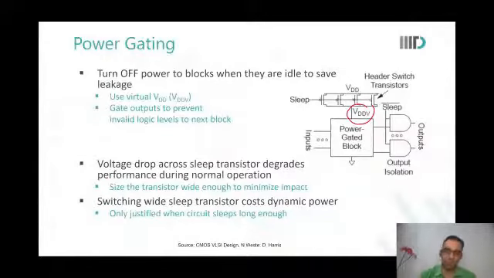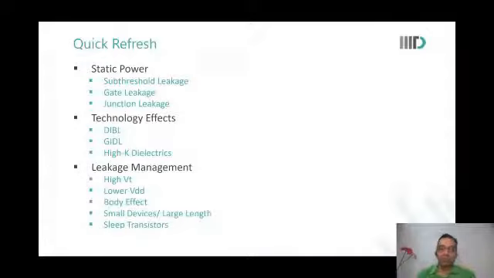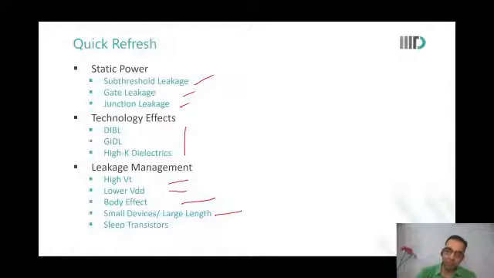So what we looked at today was three kinds of leakages: static power being governed by subthreshold leakage, gate leakage, and junction leakage. We looked at scaling effects like DIBL, GIDL, and we talked about high K dielectrics also, that we use high K dielectrics so that physical gate oxide thickness can be higher and gate leakage can be reduced. And to reduce leakage, we discussed using high VT, lowering VDD, which we already discussed in the last class also, body effect, large length, and then we also talked about sleep transistors towards the end.